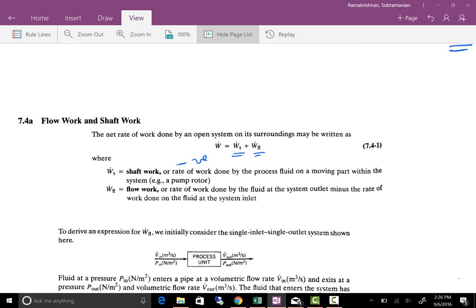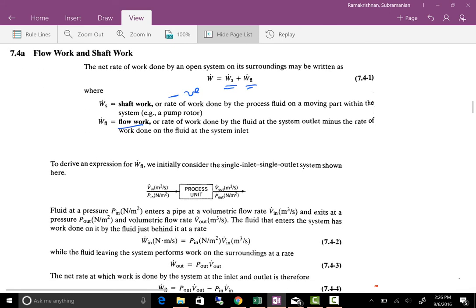The other common work term that you encounter is what is known as the flow work. The flow work is the rate of work done by the fluid at the system outlet minus the rate of work done on the fluid at the system inlet. To better explain this, right? What happens, say this is the tube which contains fluid. Now flow comes in and tries to enter the tube. At the inlet, the surrounding has to do work on the system for the fluid to come in. It has to push this liquid away from the surface so that it comes in, right? So at the inlet, the surroundings does work on the system.